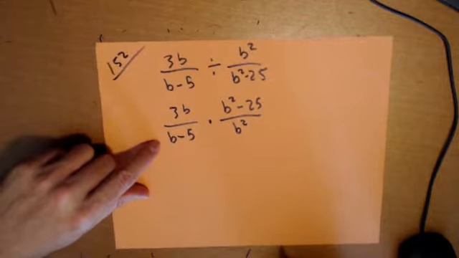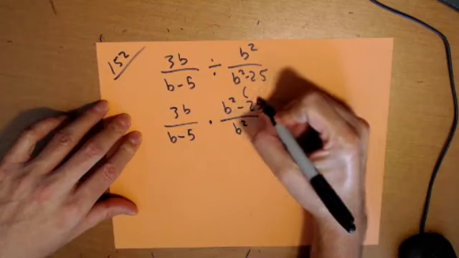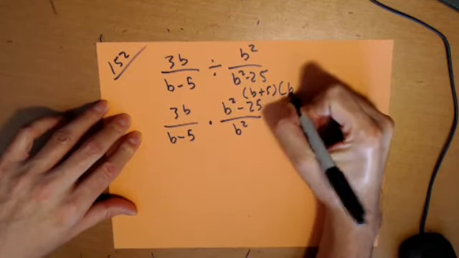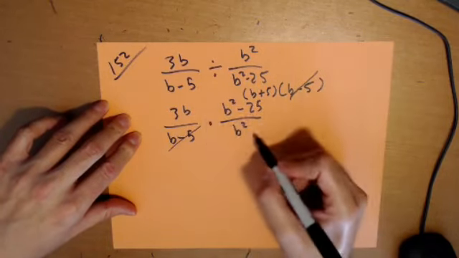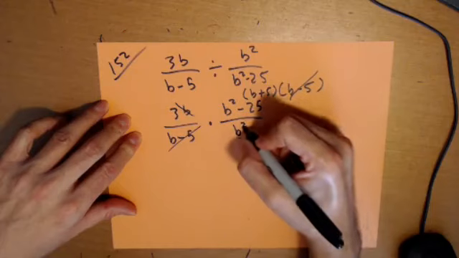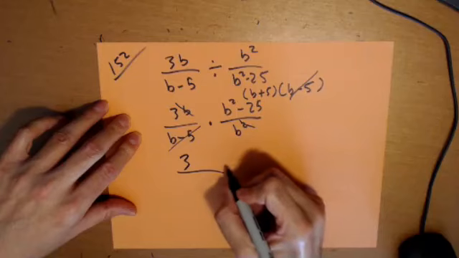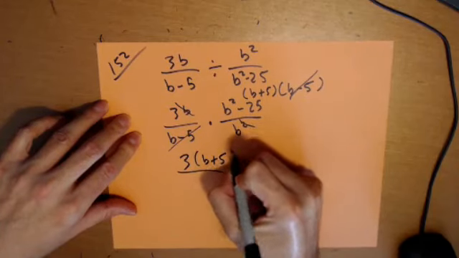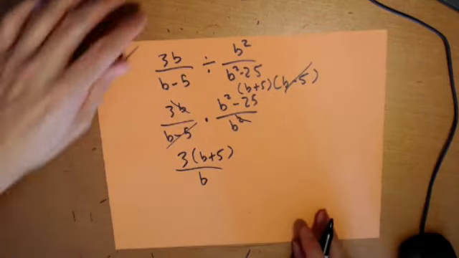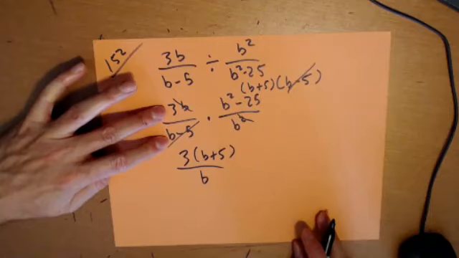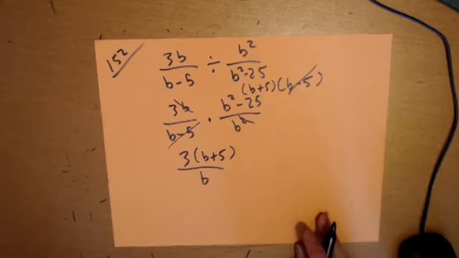Let's see. I wish I would have left more room. b squared minus 25, that's a difference of squares, so that's b plus 5 and b minus 5. And so the b minus 5 and the b minus 5 cancel. There's a b and a b squared, so this b and one of those go away. So what's left over? Upstairs there's a 3 and a b plus 5, and downstairs there's a b. Ta-da! Easy peasy. So you see how we brought everything back to 7.1. It's just a couple extra steps, and then it goes back to 7.1, which we're familiar with.